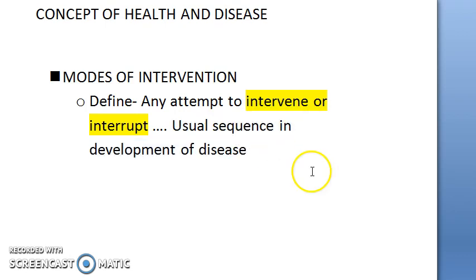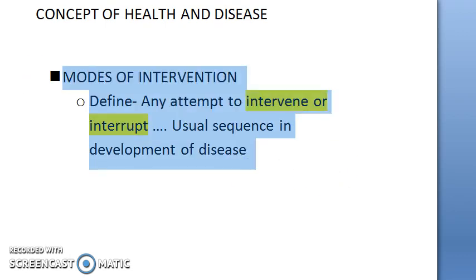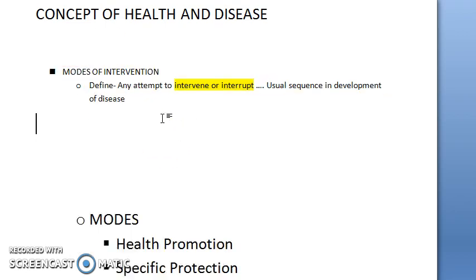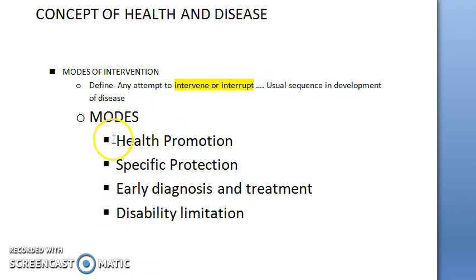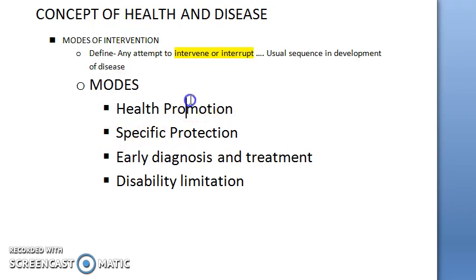And how do you do this? You're going to do it in these ways. These are the modes: health promotion, specific protection, early diagnosis and treatment, disability limitation, rehabilitation. Fine. These are the 5 things you will do. What are the 5 things you will do? Health promotion, specific protection, early diagnosis and treatment, disability limitation, and the last one is rehabilitation.